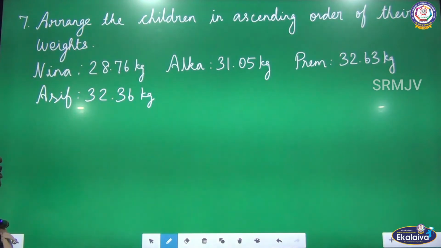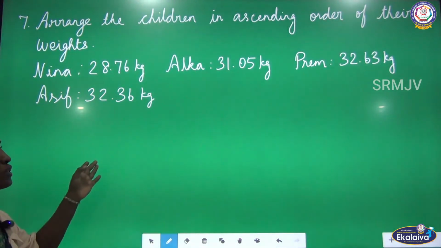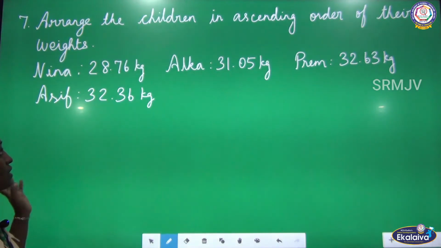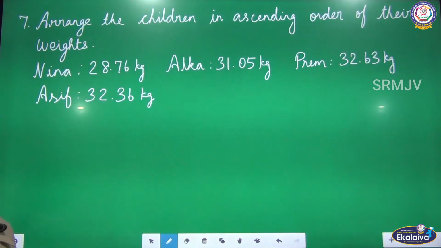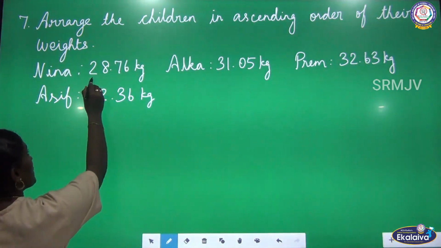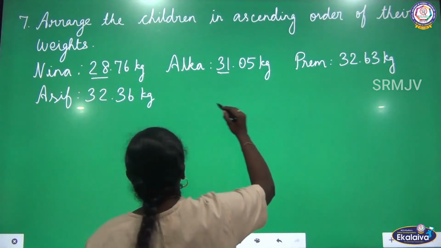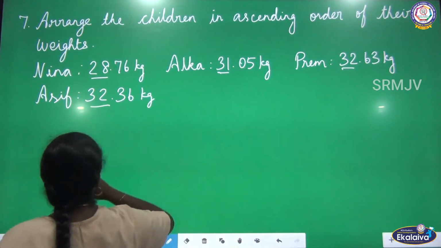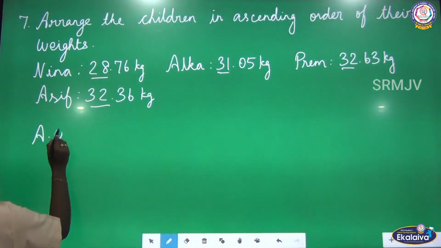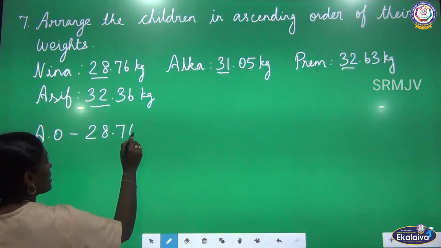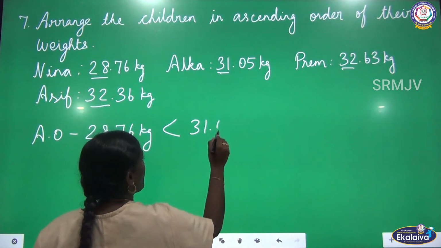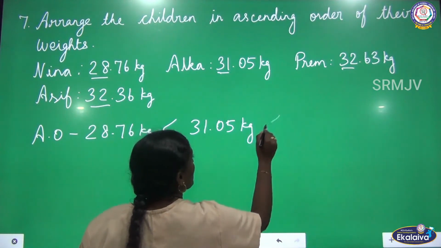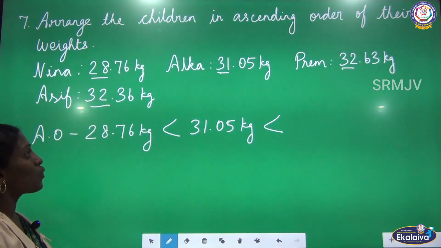Arrange the children in ascending order of their weights. Here 4 children's weight is given. According to the given weights, we are going to arrange the children in ascending order. Ascending order means smaller to greater. So we have to find out the smaller one first. First step, we have to compare the whole number part. 28, 31, 32, 32. So 28 is the smaller. 28.76 kilogram. Then 31 is the next smaller, 31.05 kilogram.